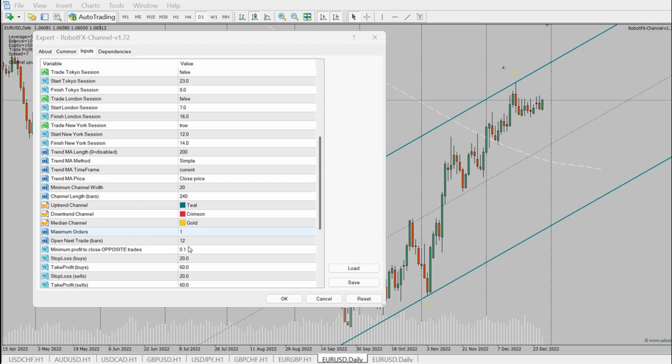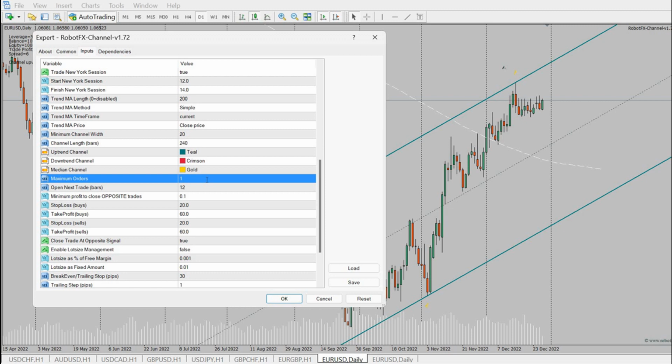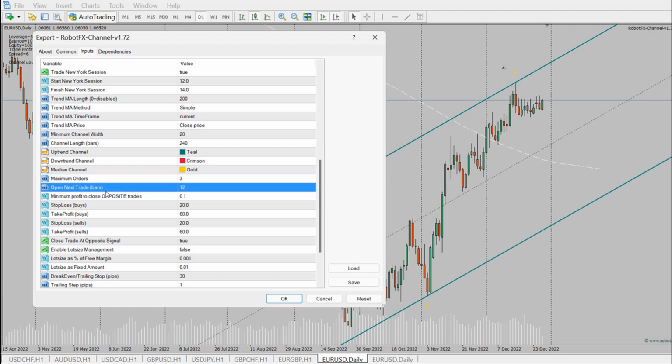Next in the settings, we have the maximum amount of orders allowed to be opened at the same time on the same chart, and by default it's set to 1. If you want to increase this number to have more than one order opened at the same time, then I suggest you also make use of the next input, which is the open next trade bars or candles.